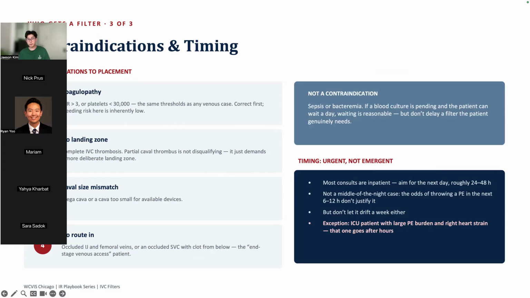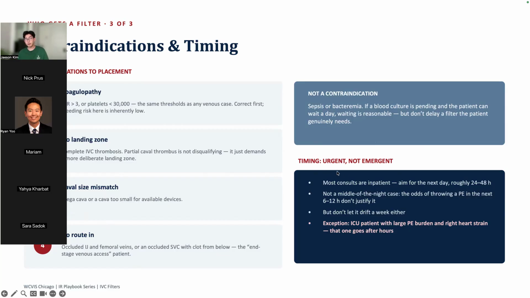Third is the size of the vein, since it can't be too big or too small for the filters you have. And fourth is being able to reach the vein at all, because occasionally a patient might not have any usable access veins left. One thing that is not a reason to hold off is infection. A patient with an infection in their blood can still get a filter if they truly need one.